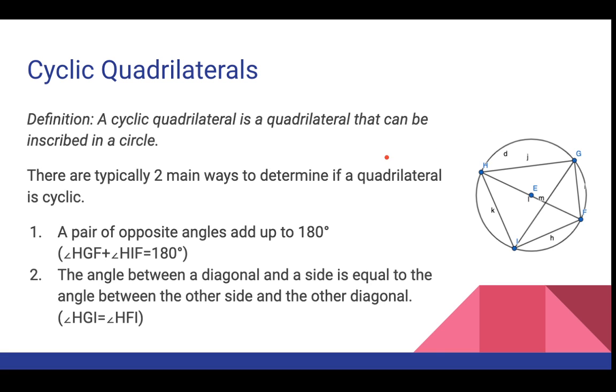And there are usually two main ways to determine if a quadrilateral is cyclic. The first one is if the opposite angles add up to 180 degrees, which means that the opposite angles are supplementary. So for example, in this figure, since we know that HGFI is cyclic, angles HGF and HIF add up to 180 degrees, so they're supplementary. Similarly, we can also say that angles GHI and GFI are supplementary, and they add up to 180 degrees.